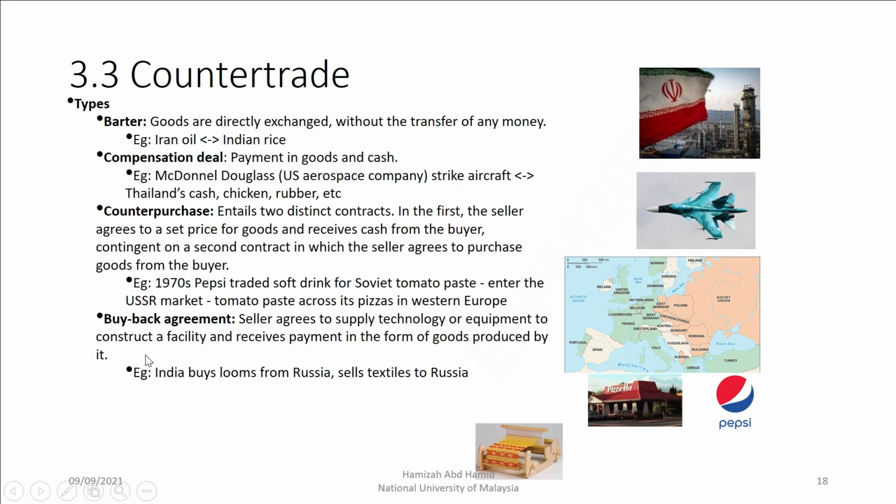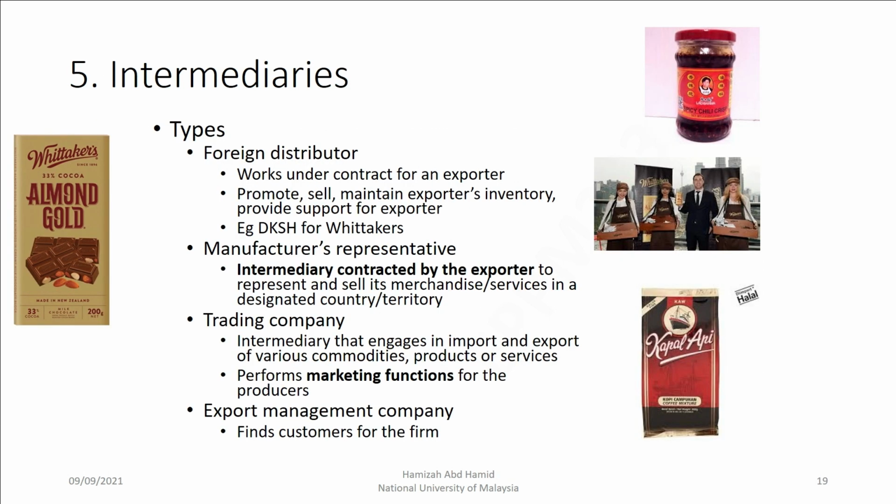There is also buyback agreement. This is when the seller agrees to supply technology or equipment to construct a facility and receive payment in the form of goods produced by it. Contoh kat sini, India and Russia. India, they buy looms from Russia and sells textile to Russia. Looms ni, contohnya ini very simple loom lah. Sebuah alat penenun, if I'm not mistaken. So, untuk buat textile. So, India buys this product and the end product of using this tool, they sold it to Russia.